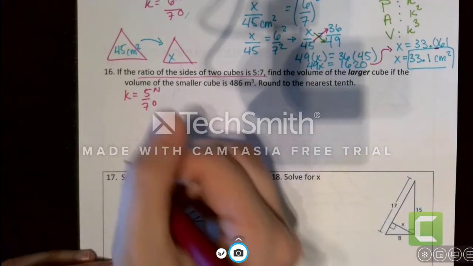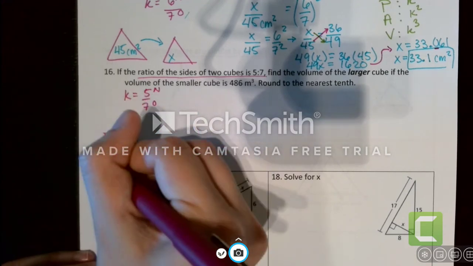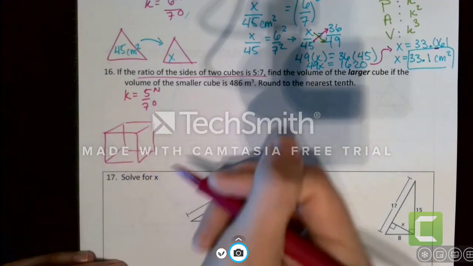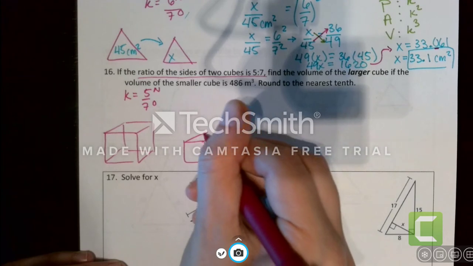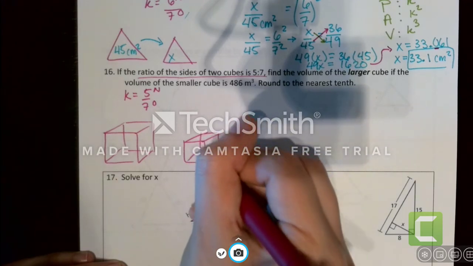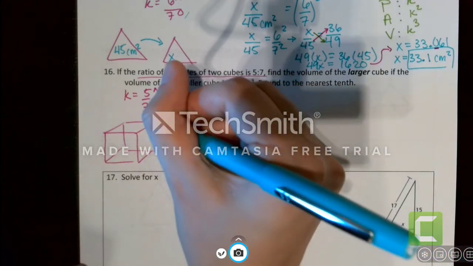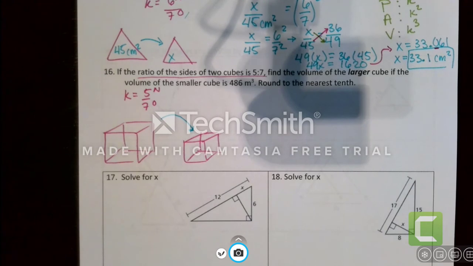Which means that we have a big cube and we have a small cube. Notice I'm taking the time to draw this every time. These problems are a lot more difficult to visualize in your head, so make sure that you are drawing everything that you have for these word problems.